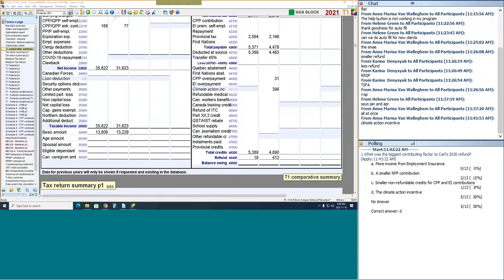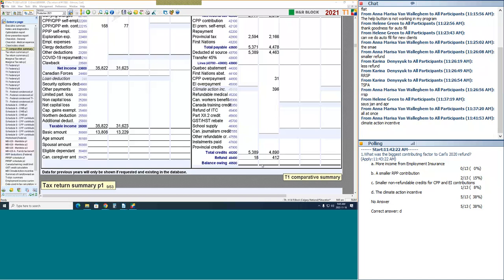And then climate action incentive. If I look here, his refund is $412, but $396 of that is from a refundable climate action incentive credit. So if I took that off, if I had 412 minus 396, you're going to notice his refund is pretty much the same. There's very little difference between the two. Can you reassure this client that you didn't do a worse job for him this year than you did last year?